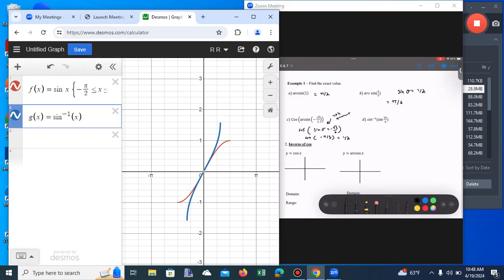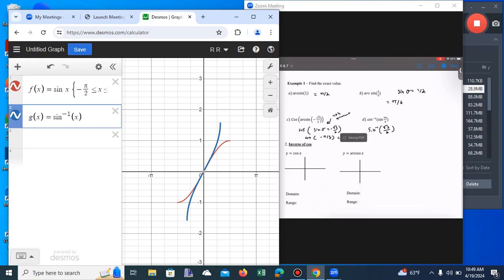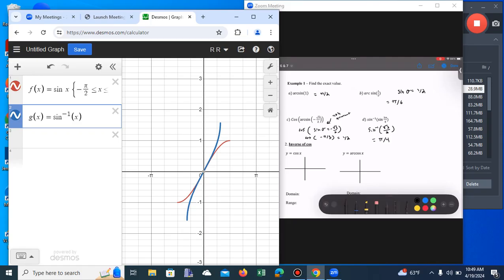And then the last one, sine of 3 pi over 4. Well, sine of 3 pi over 4 is in the second quadrant. We can do sine of 3 pi over 4. That's not a problem. You'll get square root of 2 over 2. But when you do inverse sine of square root of 2 over 2, you won't get 3 pi over 4 back. It's outside of the domain. You actually get back pi over 4.